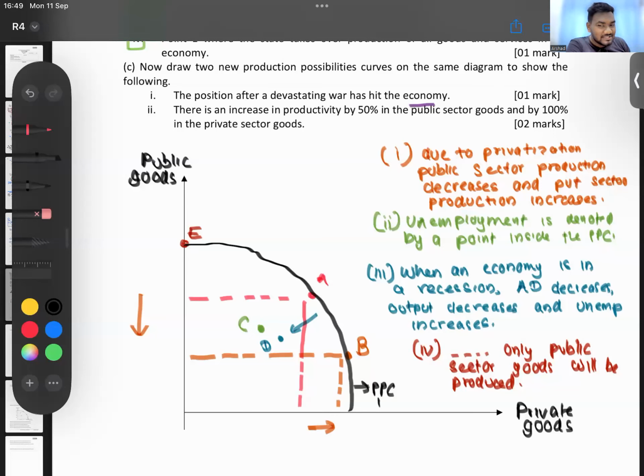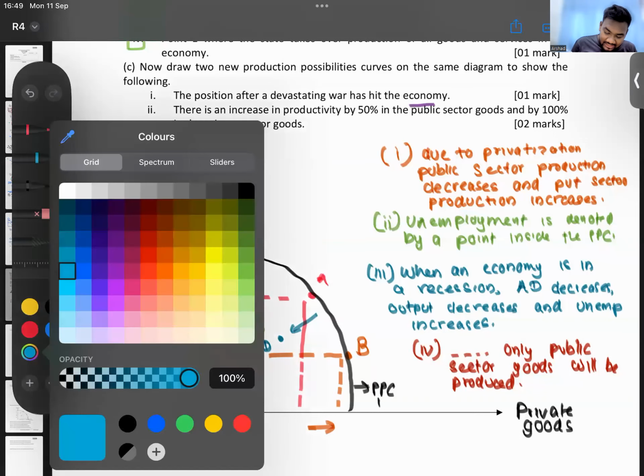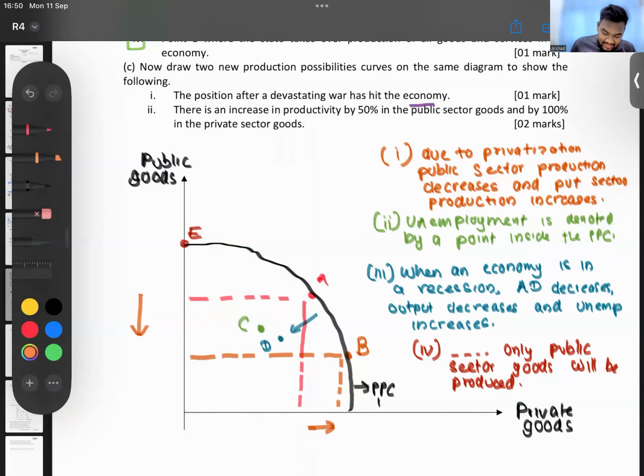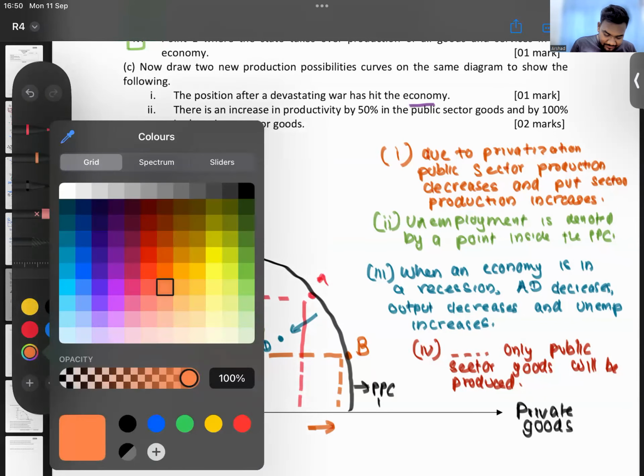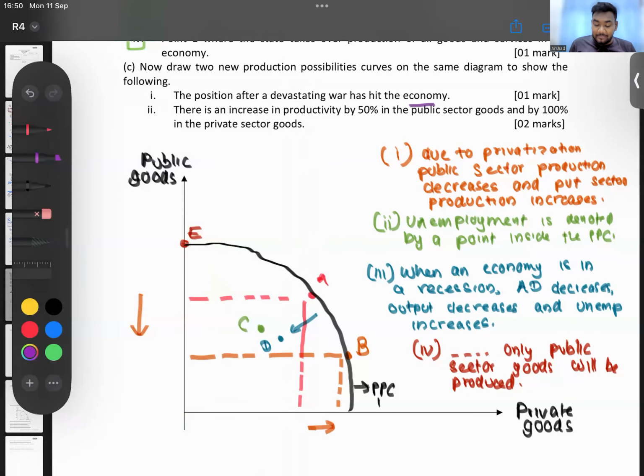So what happens with a war? Where can we show this, guys? I'll show it in a color that I have not used. I'll use orange... no, purple. Okay. So with a war, what happens? The PPC shifts inwards. I'll show a shift like this.